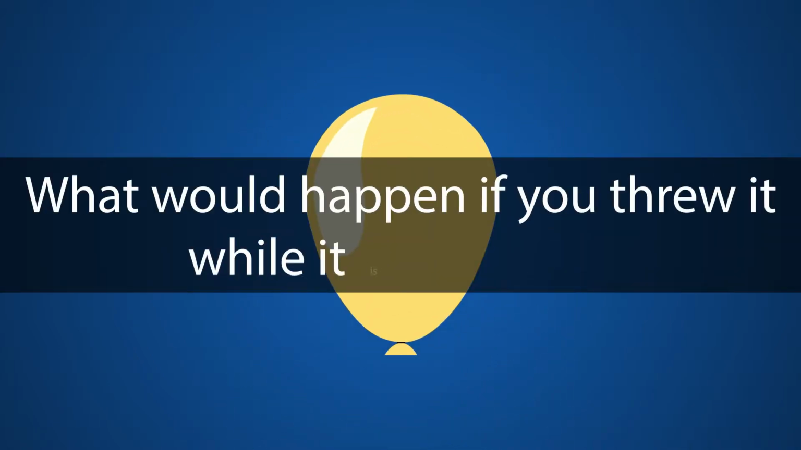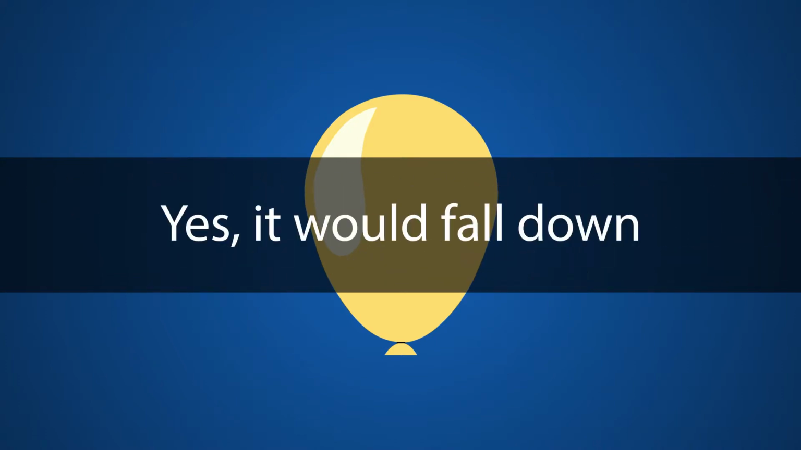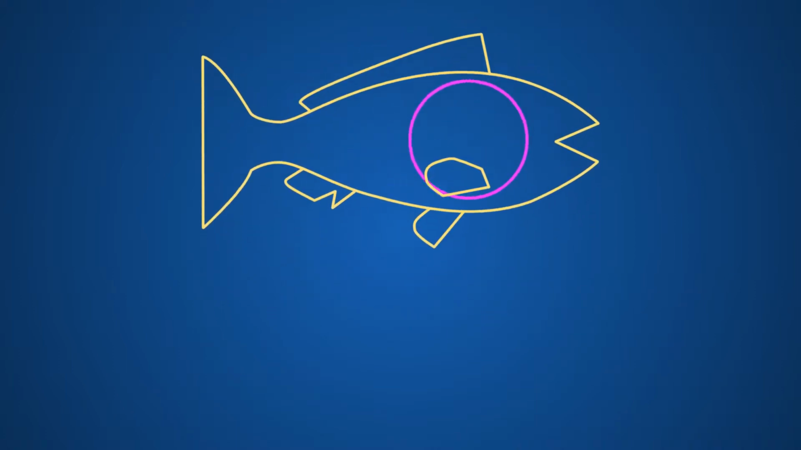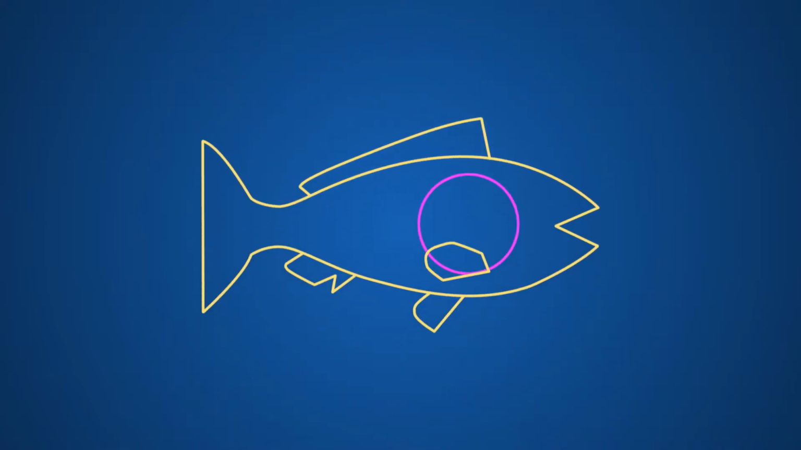Now, imagine a balloon. What would happen if you threw it while it is deflated? Yes, it would fall down. When you inflate it, you increase the volume and make it less dense, so it takes longer for it to fall down. Fish have swim bladders. You can think of them like balloons inside their bodies that they inflate or deflate, changing their density.